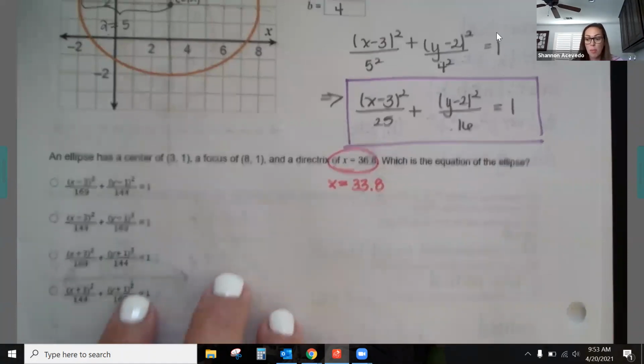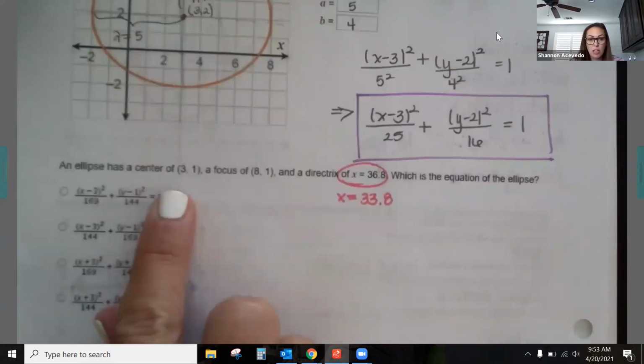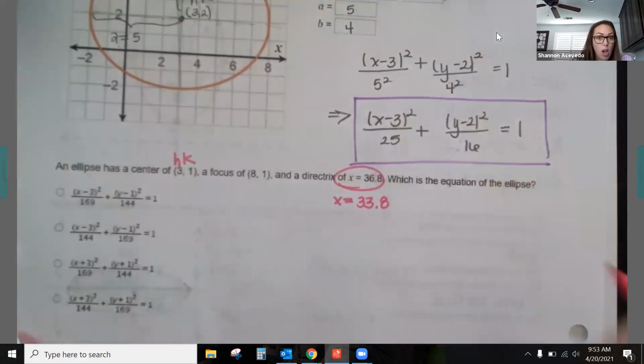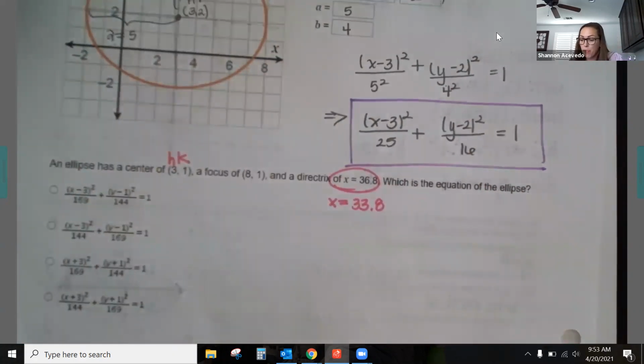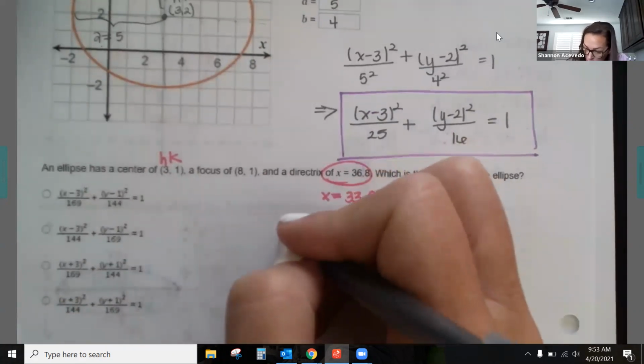We know in order to come up with the equation, we need to know H, K, A, and B. I have a center here at 3, 1. Check, there's my H and my K. Awesome. So what is that going to look like? Let's draw a little sketch here.